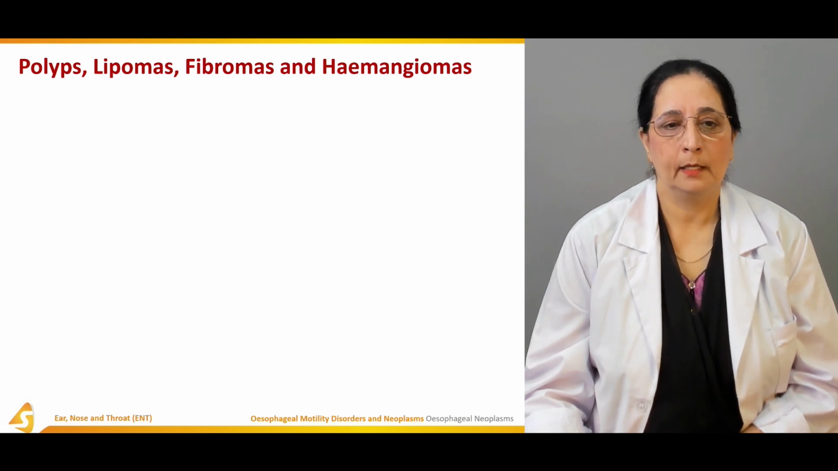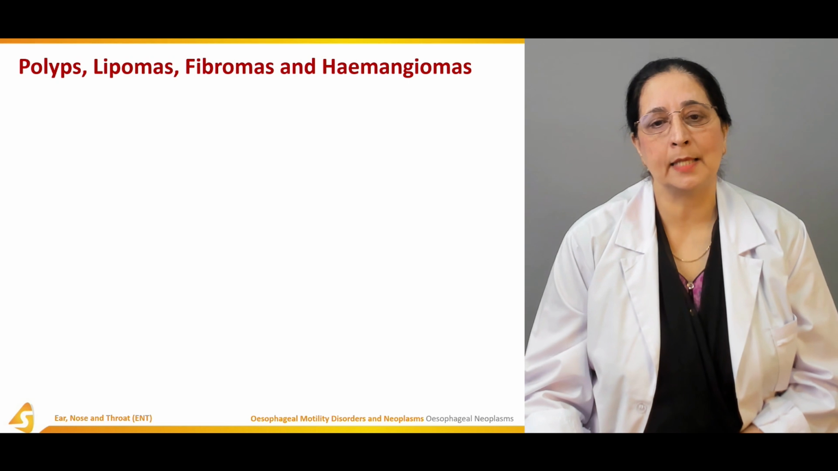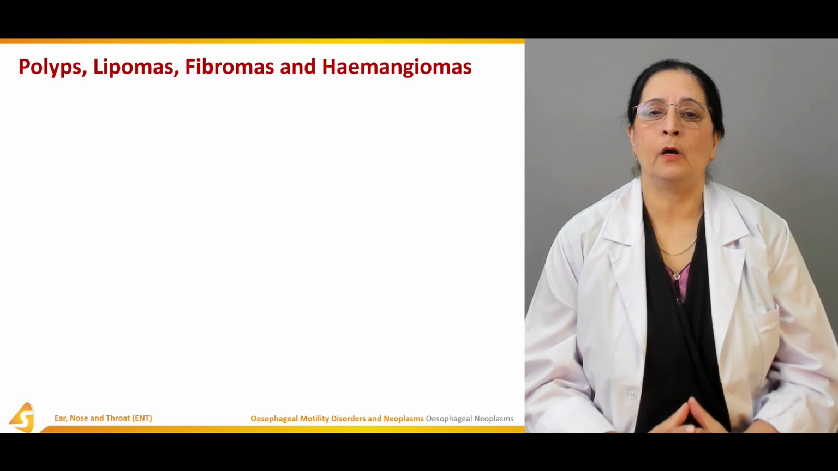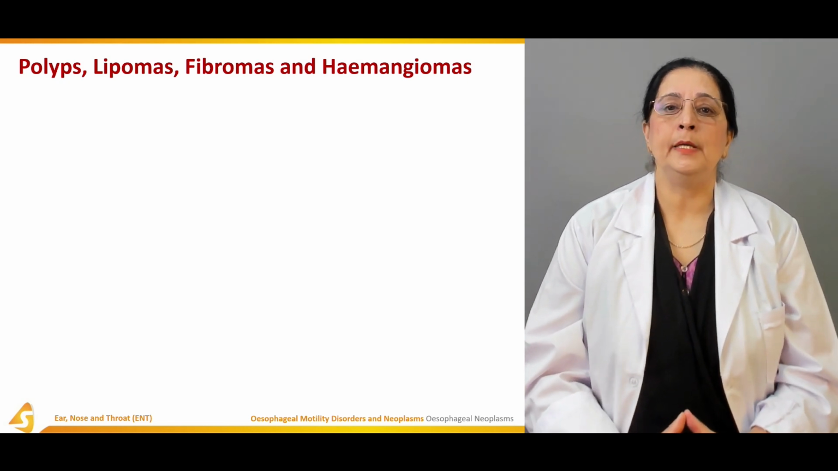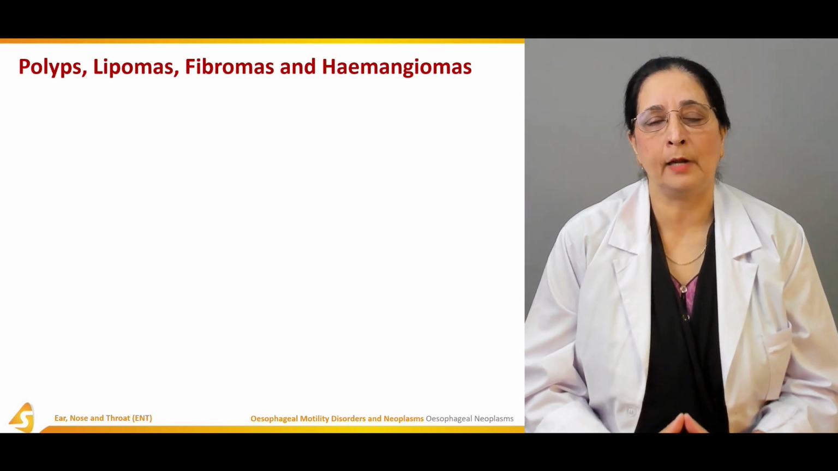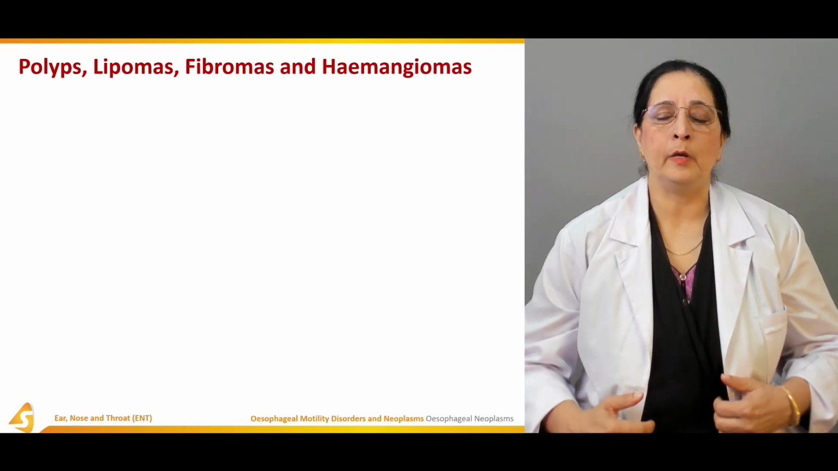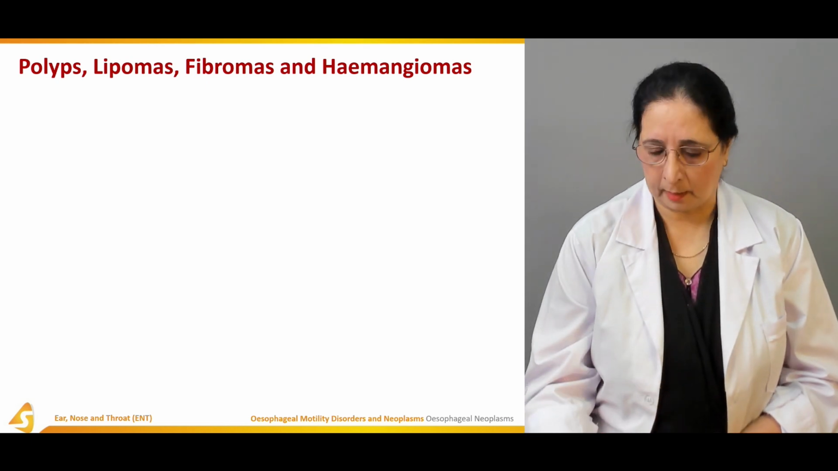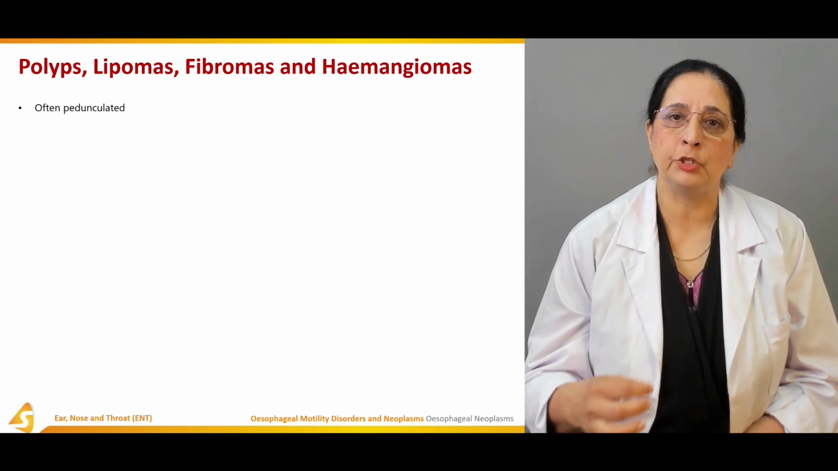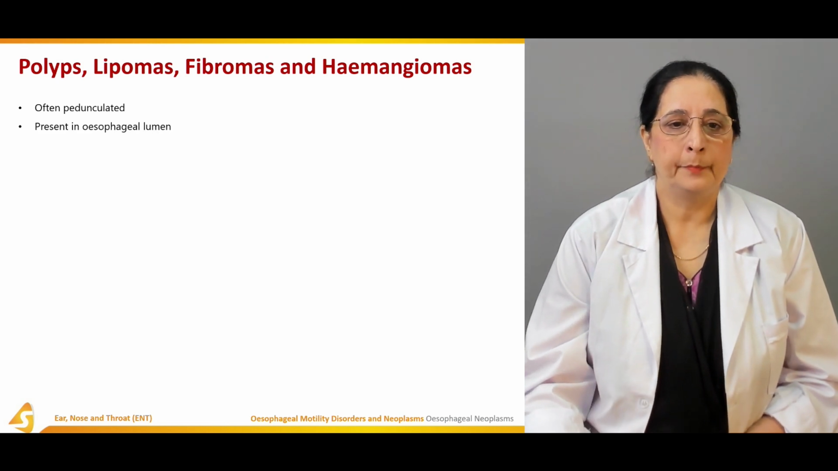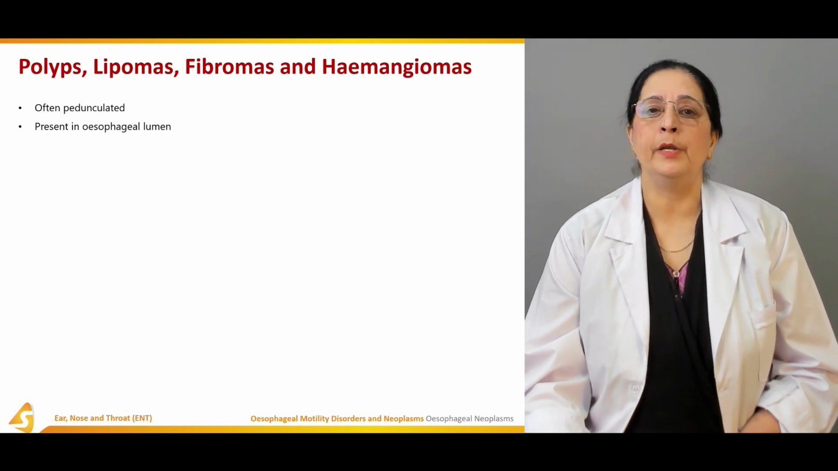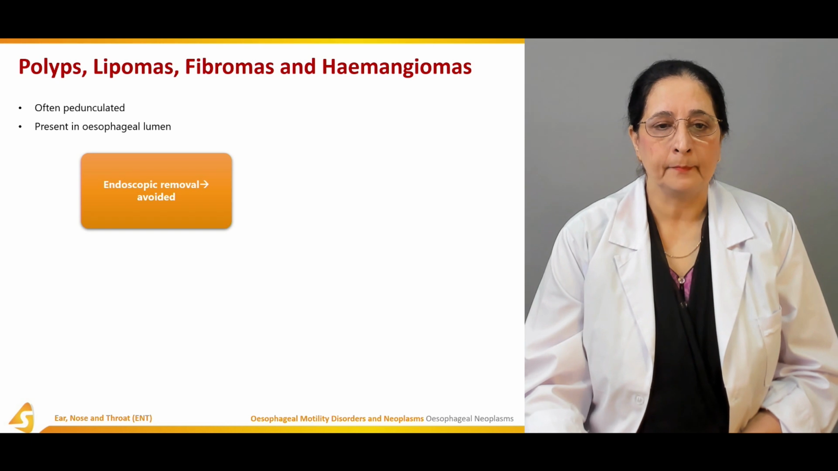Like polyps, lipomas, fibromas, and haemangiomas. These are some other benign tumors, but we already mentioned the most common benign tumor is leiomyoma. About 2/3 of the cases are leiomyoma. Only 1/3 of these are present. They are often pedunculated. They have a stalk attached to these tumors. They are present in the esophageal lumen, in the opening of the esophagus.